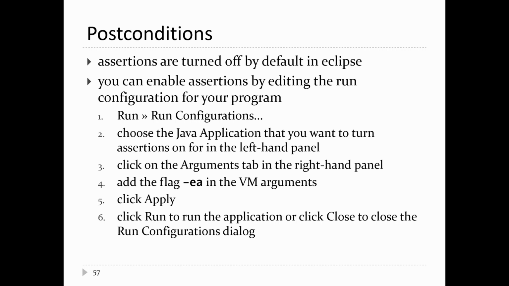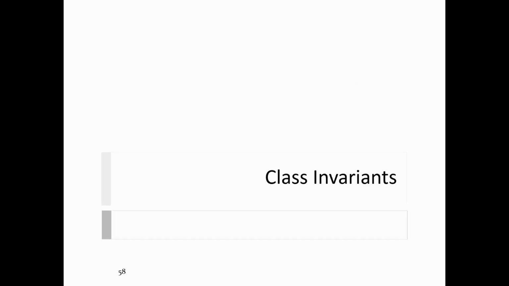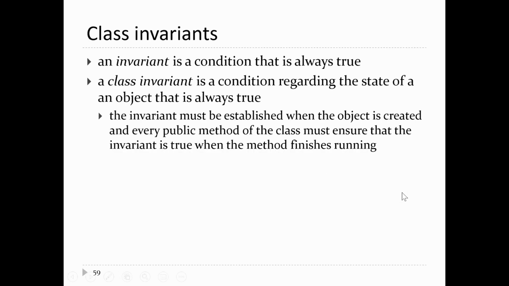All right, so that's post conditions. There's one other kind of condition that's important, and these are called class invariants. An invariant is a condition that's supposed to be always true. A class invariant is a condition regarding the state of an object that's always true. So in other words, it's a condition on the fields of the object. Those conditions should always be true.